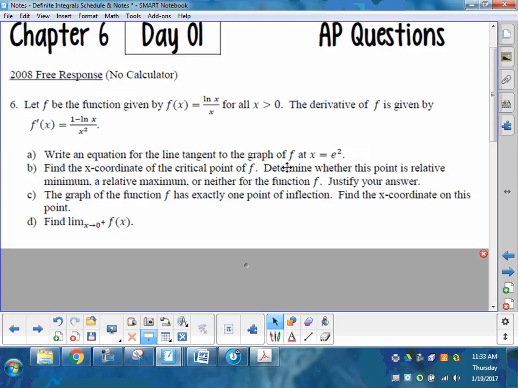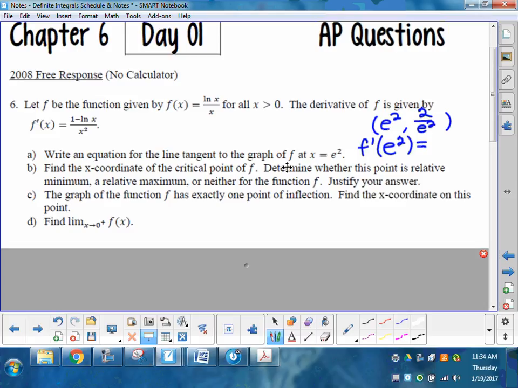So now, looking at this, I'd start off and say, well, I know half of my point is going to be e squared comma something. And to figure out the slope, I need to evaluate out the derivative at e squared. So what do I get as the y coordinate of the point? We got one person who can tell me, Steve? 2 over e squared. Because the natural log of e squared is 2 times the natural log of e, which is just going to be 2, divided by the input in the denominator, which was e squared.